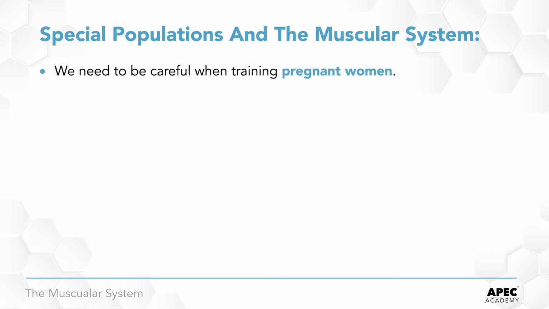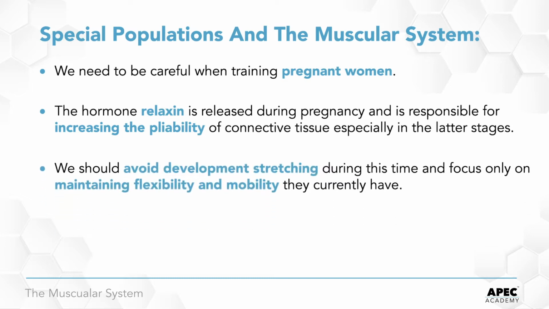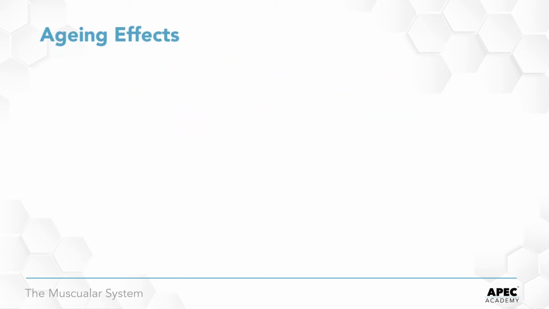Secondly, we need to be careful when training pregnant women. The hormone relaxin is released during pregnancy and is responsible for increasing the pliability of connective tissue, especially in the latter stages. We should avoid developmental stretching during this time and focus only on maintaining the flexibility and mobility they currently have. Now, when we age, the overall quality of our tissue declines along with muscle mass.